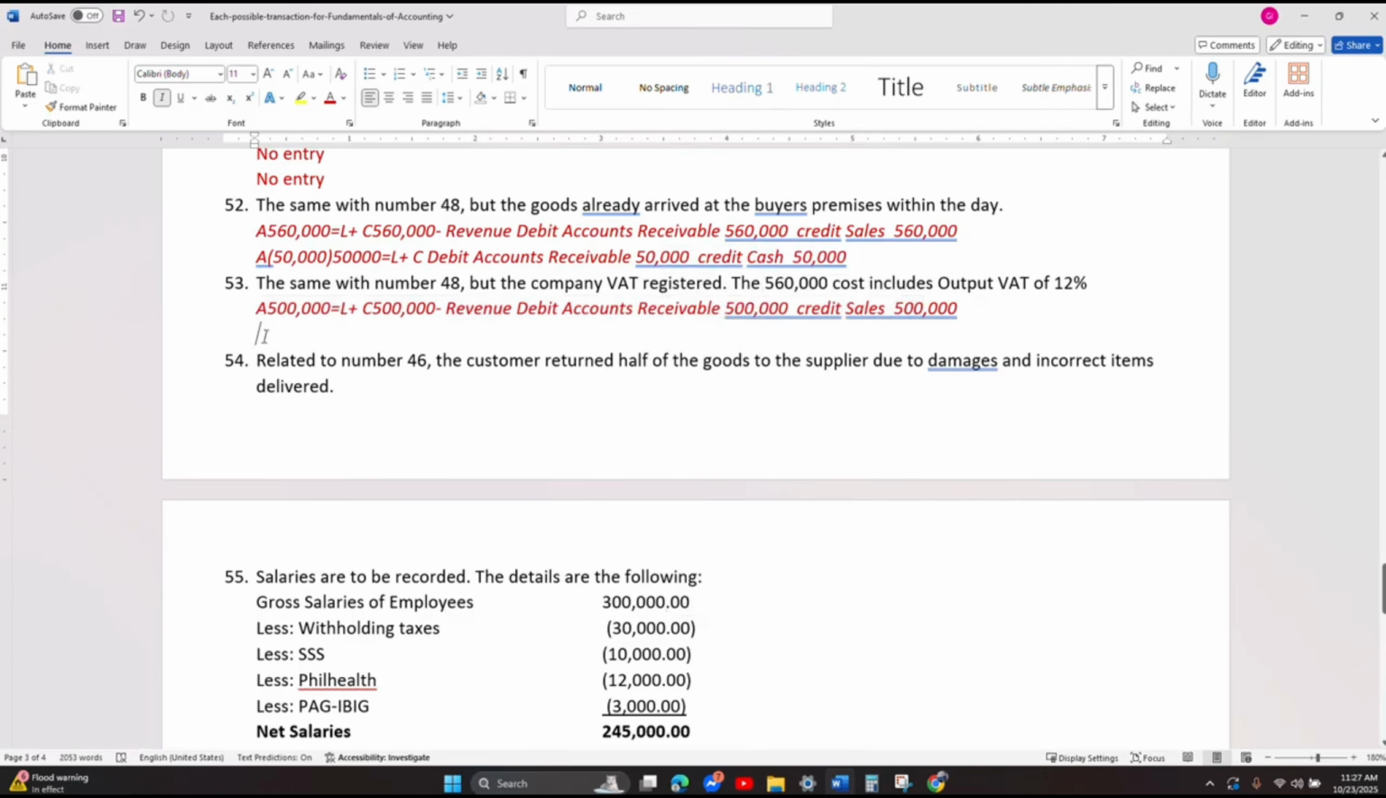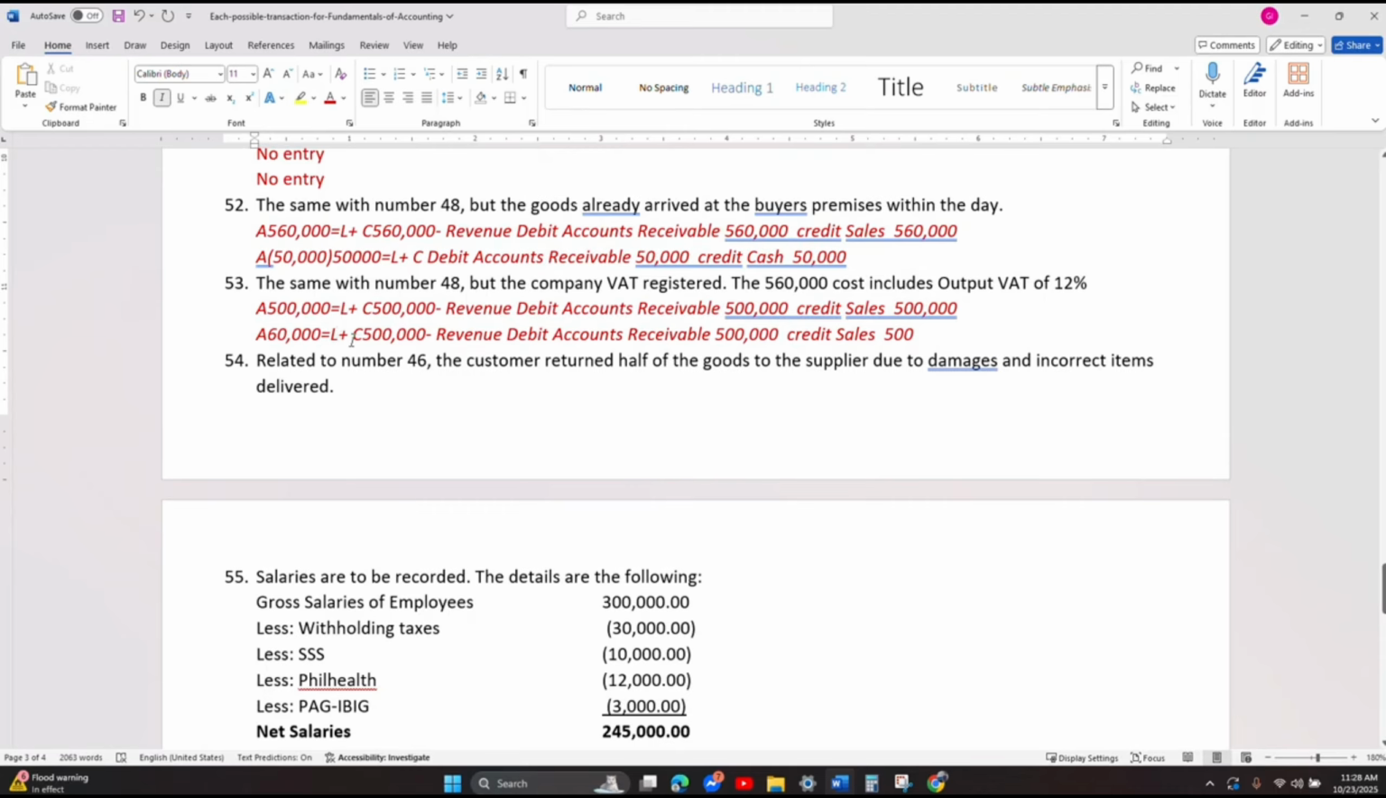The VAT that you should pay to the BIR, the 60,000, will be registered as this one. First, as a seller, you have to collect that 60,000 from the customer. So you will have accounts receivable for the VAT, 60,000. All in all, you have to collect 500,000 plus 60,000 from the customer.